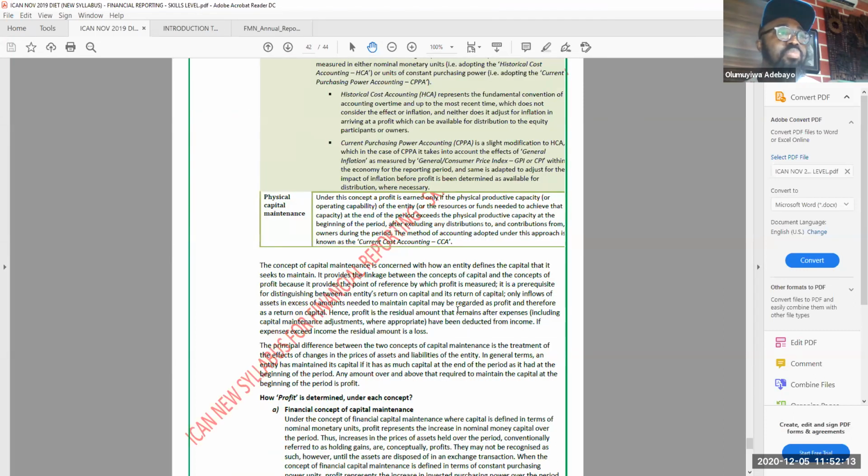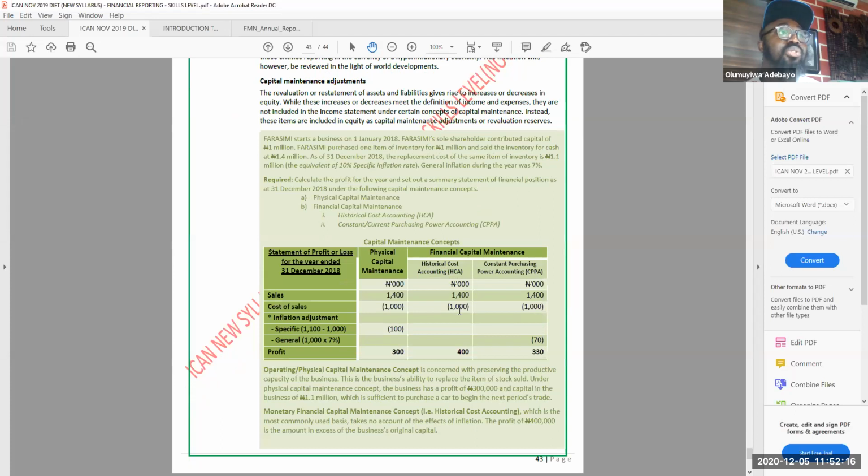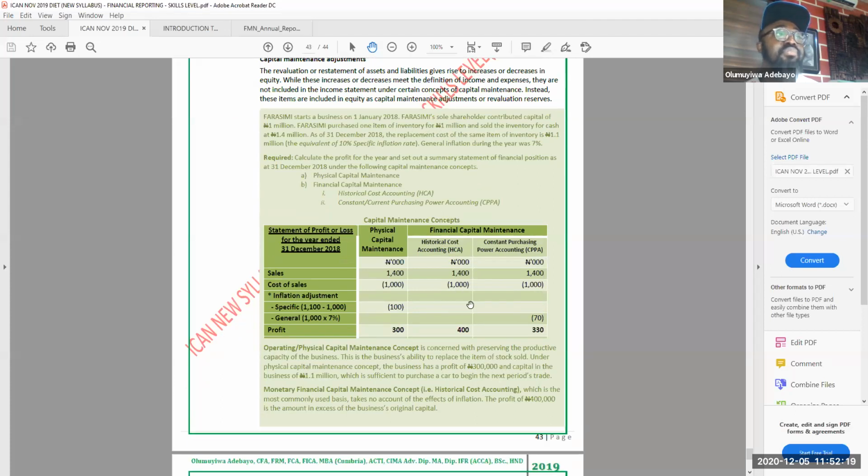Now, to wrap it up, I'll quickly show you a practical illustration of what it is. How do you make such inflation adjustments? I'll read this question. Farasimi starts a business on 1st of January 2018. Farasimi, sole shareholder, contributed capital of 1 million naira. Farasimi purchased one item of inventory for 1 million naira and sold the item of inventory for cash for 1.4 million. As at 31st December 2018, the replacement cost of the same item of inventory is 1.1 million naira, the equivalent of a 10% specific inflation rate.